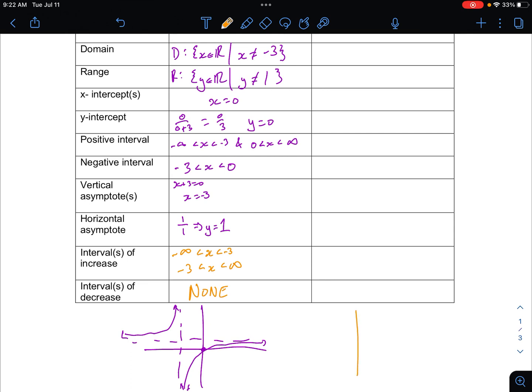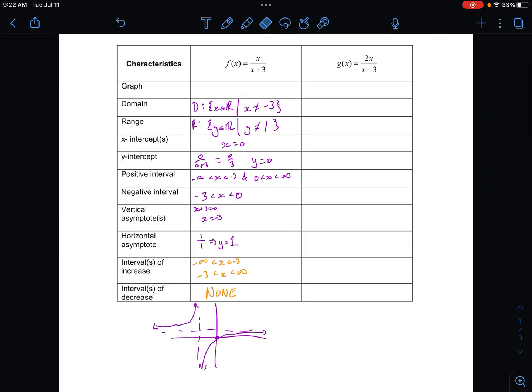If instead, let's just say, for instance, my picture looked like this, well, I would actually have 2 intervals of decrease and no intervals of increase. So it all depends on how the graph looks. So if it helps for now, use the graphing technology to go through that, so then you can help yourself through those pieces. And then there's my rough sketch of a graph at the bottom.